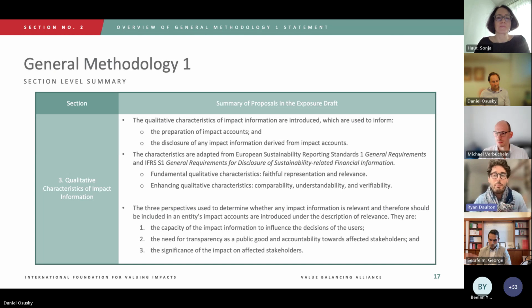What we mean by that is that when a preparer of impact accounts, an investor or an entity, has identified an impact, they've measured and valued it, that preparer needs to know, how should I decide whether or not to include this impact in impact accounts? We have listed here 3 different questions or perspectives to consider when making that determination. So the perspectives of impact materiality or relevance are developed and proposed in section 3. They are the 1, the capacity of the impact information to influence the decisions of the users, the need for transparency as a public good and accountability towards affected stakeholders, and the 3rd is the significance of the impact on affected stakeholders. And in that 3rd one is where the impact materiality perspective of affected stakeholders is made clear. So those are the 3 perspectives one would need to process and think through when determining the materiality of an impact.